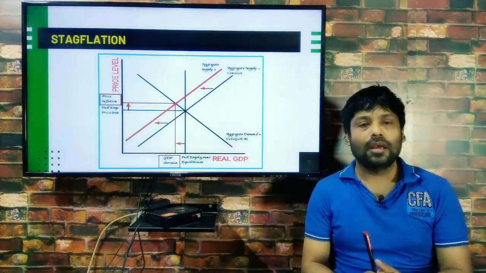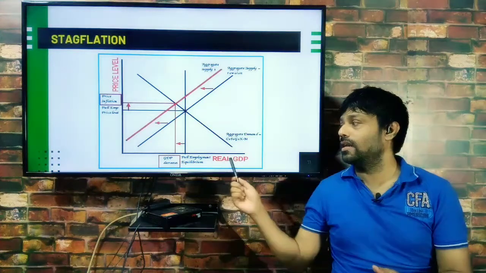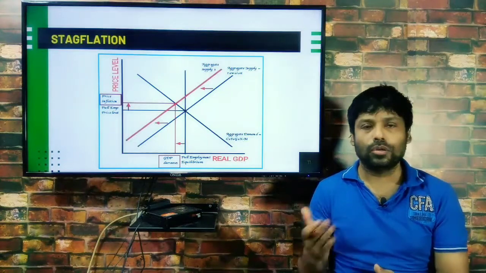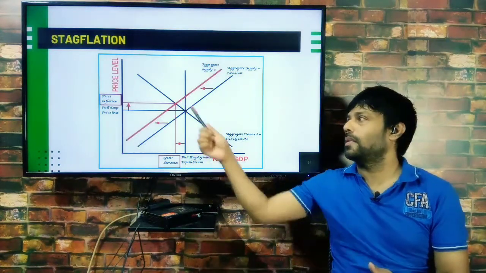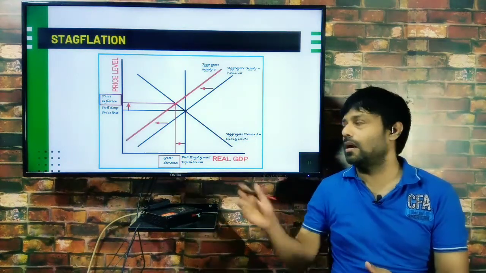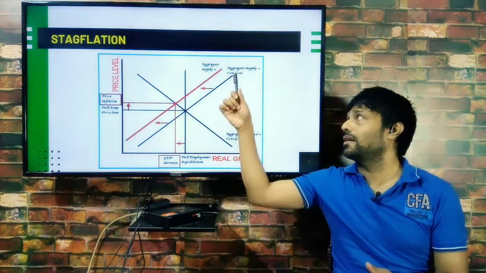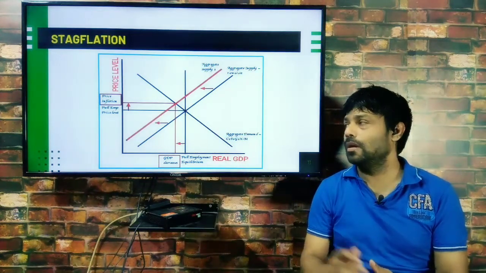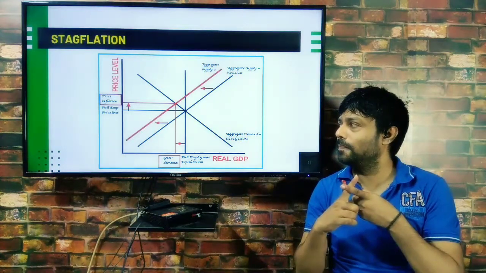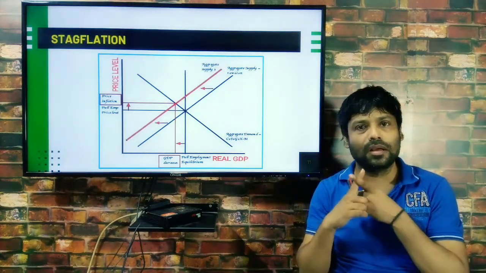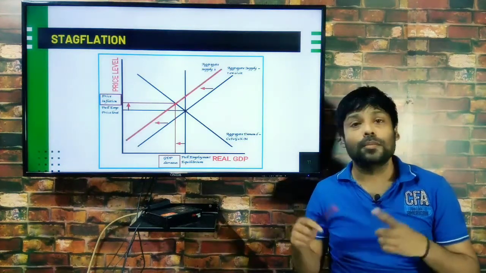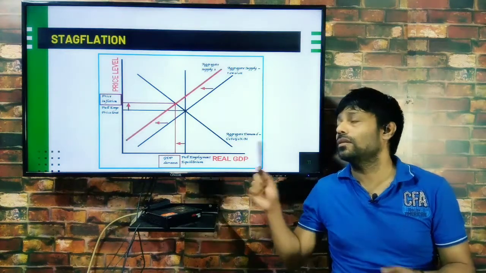Look at the diagram. On the x axis I have taken real GDP and on the y axis price level. The downward sloping black curve and the upward sloping black curve, aggregate demand and aggregate supply curve, both cut each other and they are in equilibrium and they obtain the full employment level.